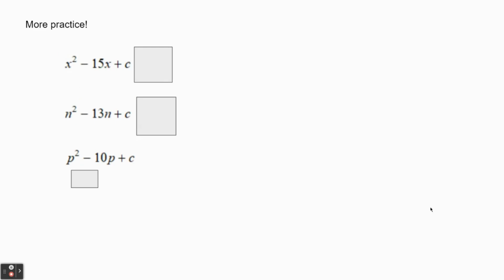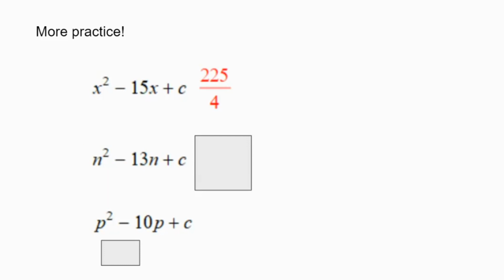Here's some more practice. Take a few minutes, go through these, and then let's see if you got the right answer. So in the first example, we're going to take negative 15, divide it by 2. So you get negative 15 over 2, which is a fraction. And now we're going to square that fraction. Negative 15 over 2 squared is positive 225 over 4. So yes, you can get a fraction for c, and that would make this a perfect square trinomial.